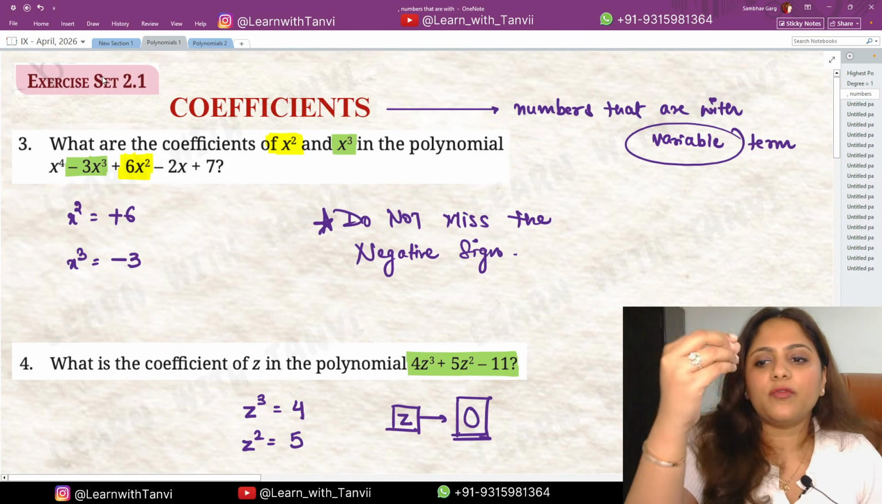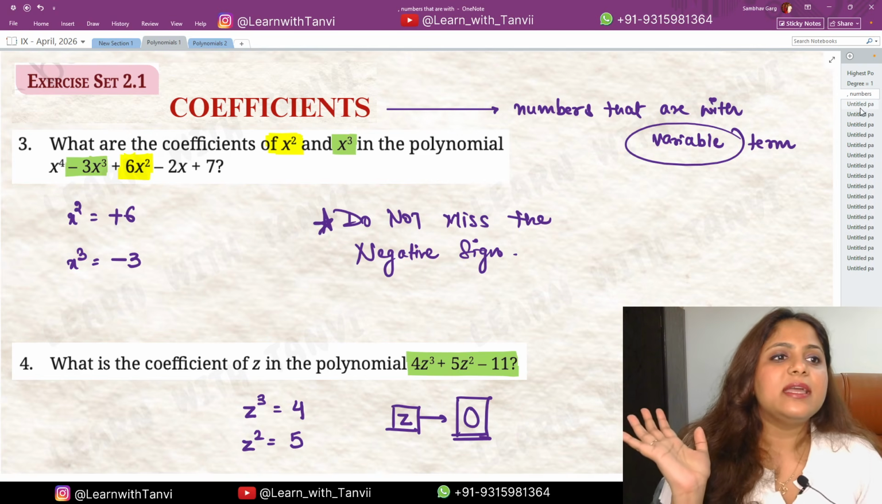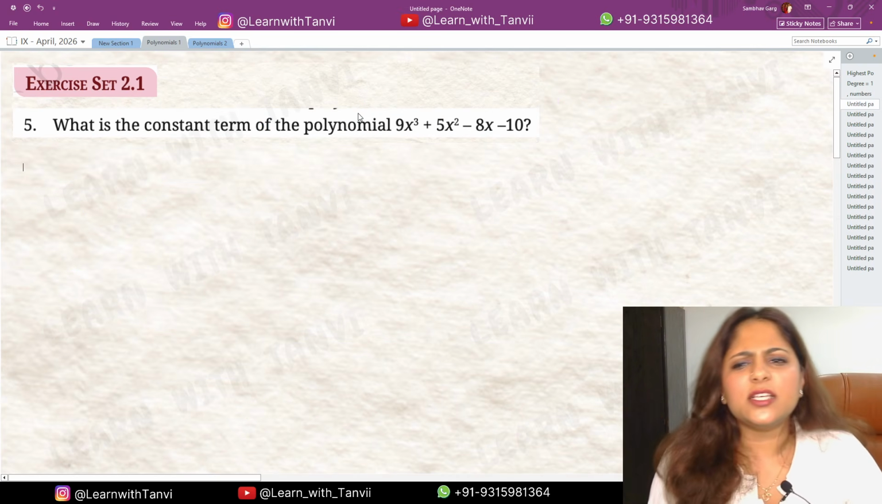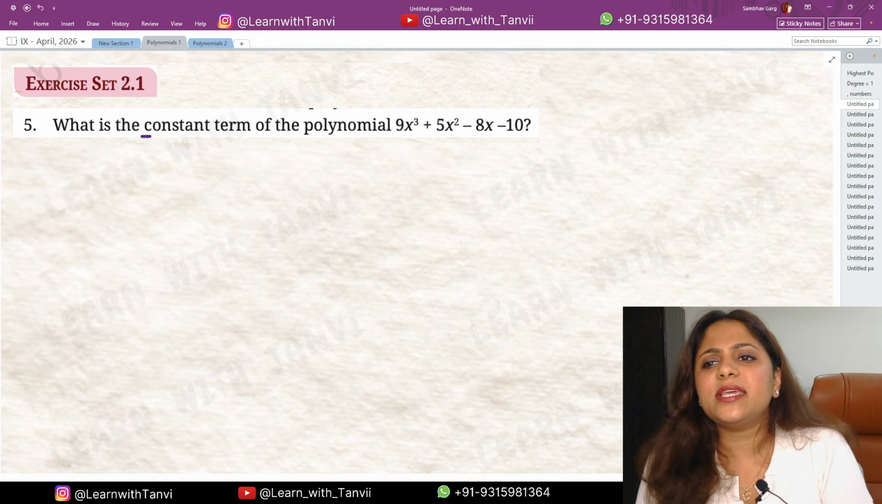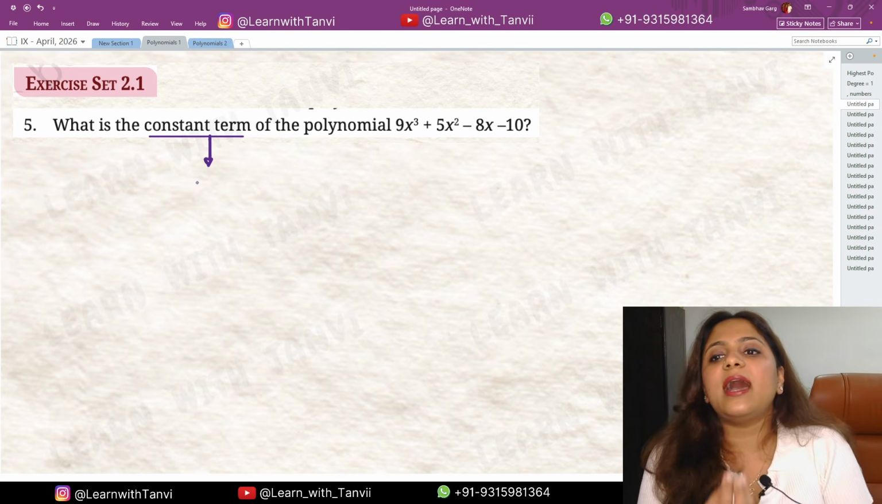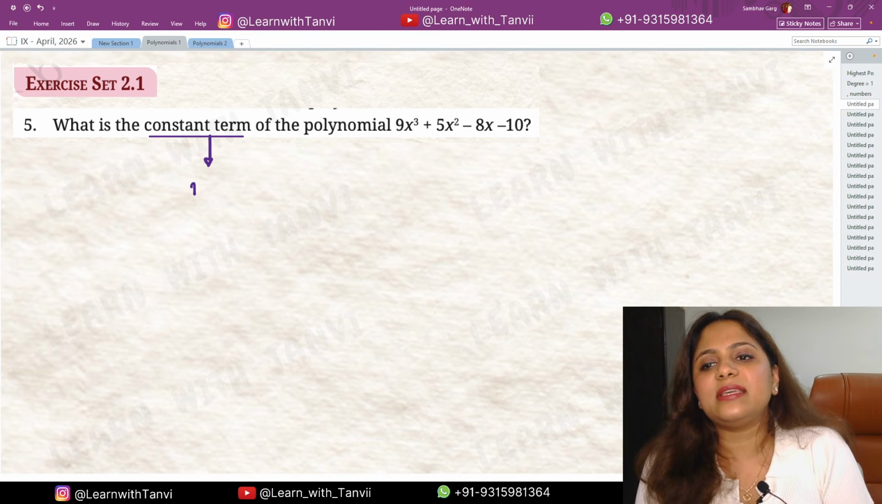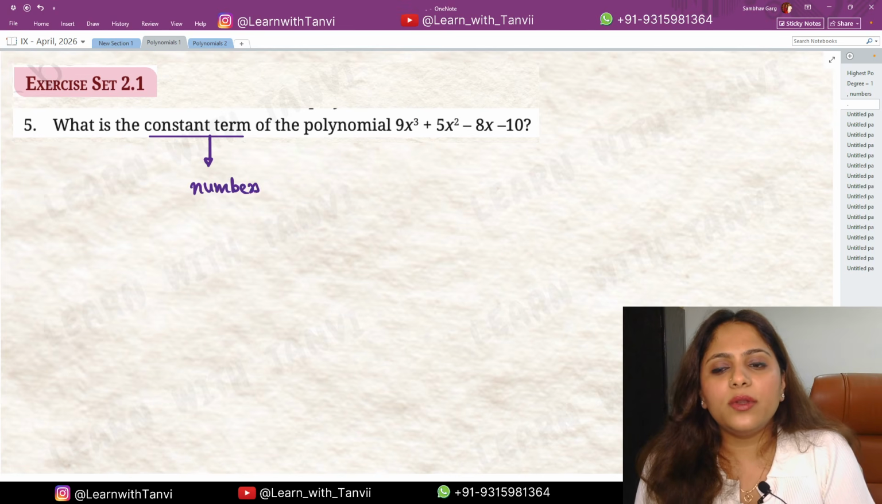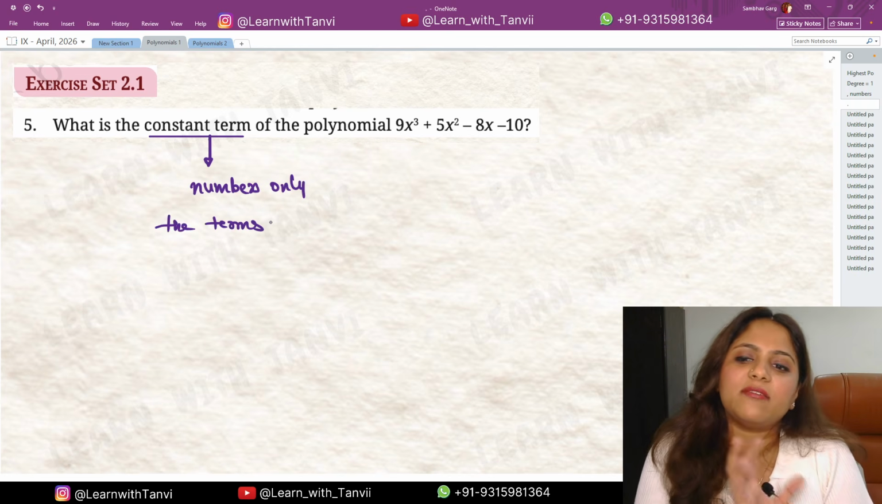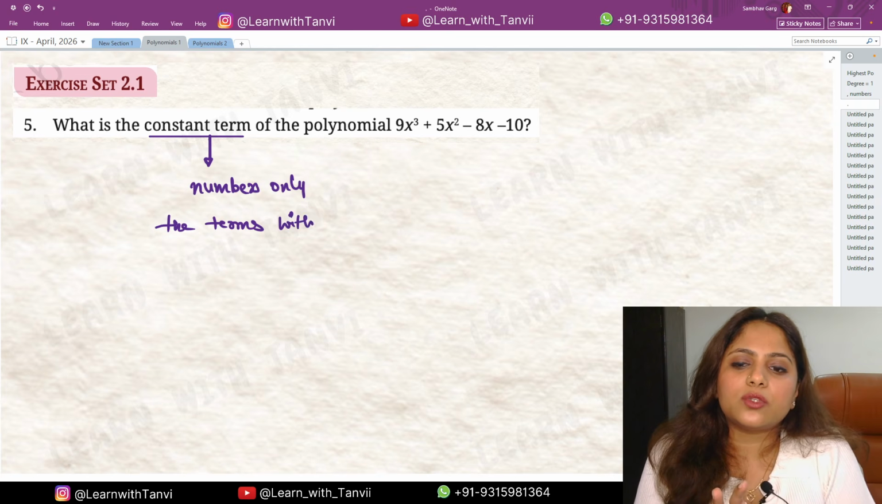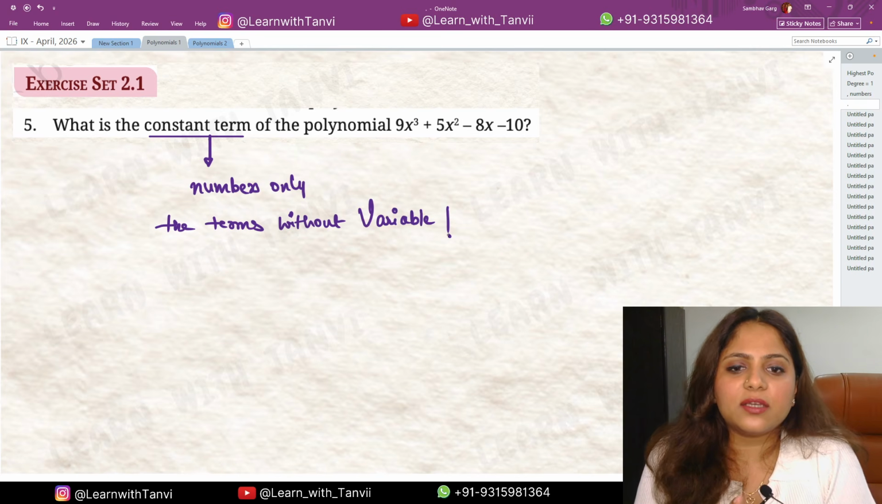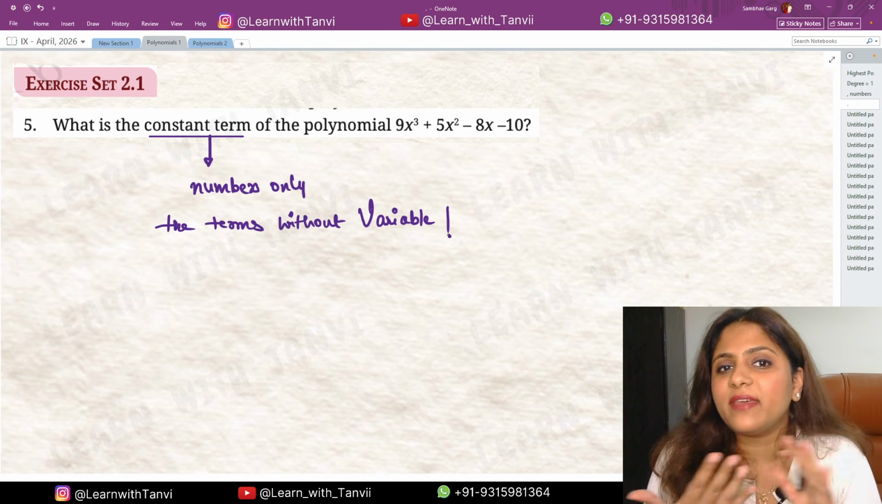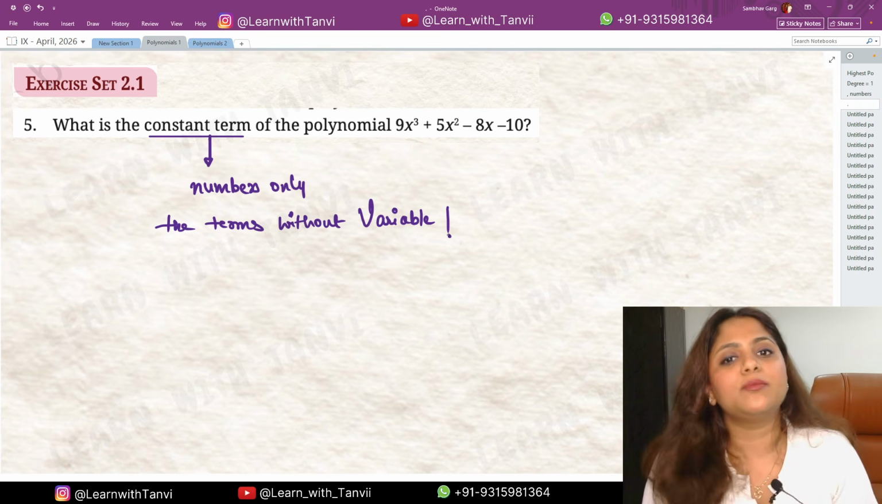Fine, clear coefficient of the terms. Now let's have the last question, simple question. Constant terms. Now what are constant terms? Constant terms are the terms that are without variable. Basically these are the numbers only. That means the terms that do not have any variable, the terms without variable. Understood? ये वो टर्म्स होती हैं जिसमें कोई वेरिएबल नहीं होता और उनको कांस्टेंट टर्म बोला जाता है.